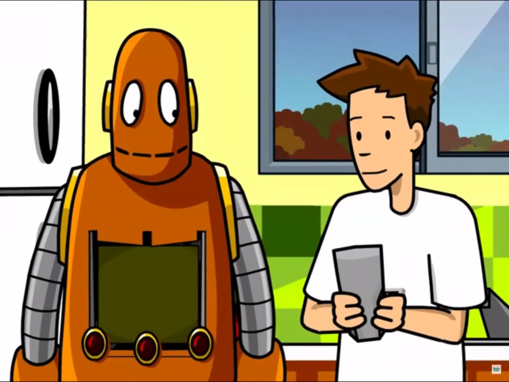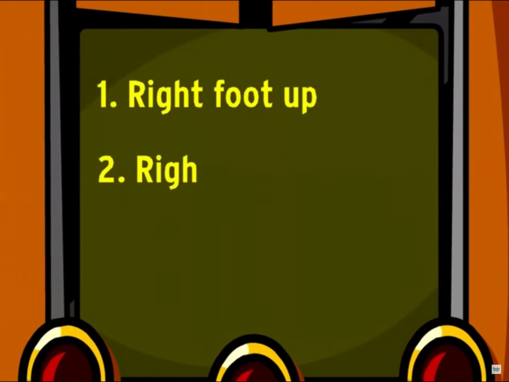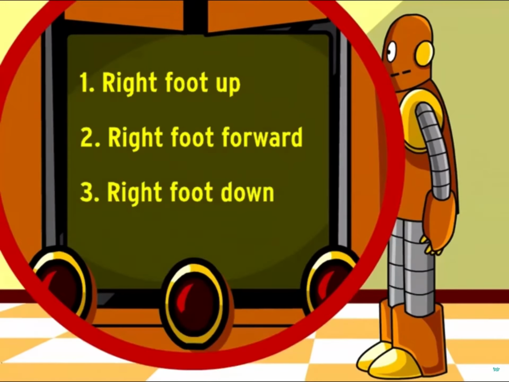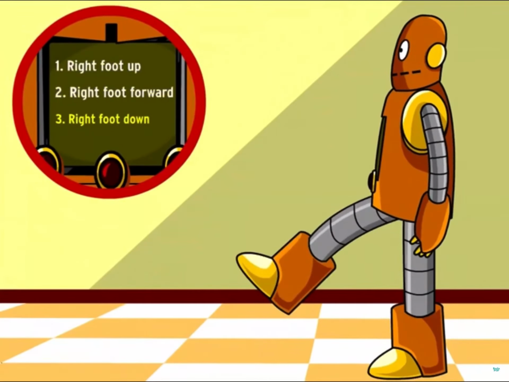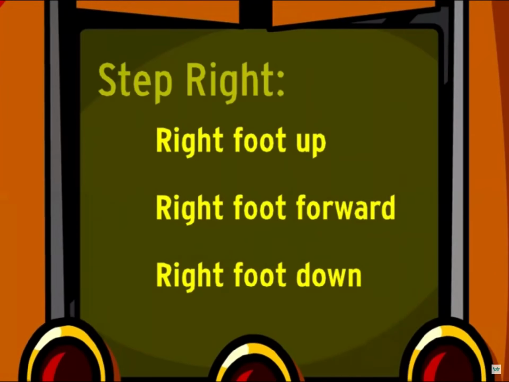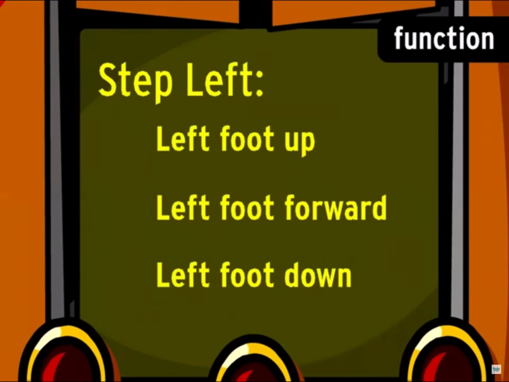Let's try it. Moby, first lift your right foot, then move it ahead of your left foot, then put it down. Great! Let's call those 3 lines step right and save it as a function. That's like a mini program we can call on whenever we want. Now, let's make an identical step function for the left foot.